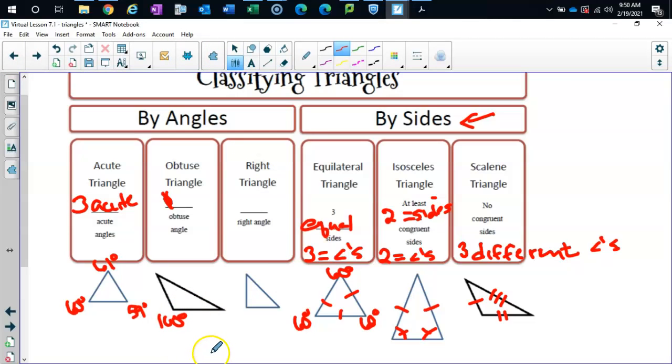1. Same thing with a right triangle. One right angle. And you would use that little box, 90 degrees. Now, these two together have to add up to 90. How do I know? Because 90 plus 90 is 180. So here's naming triangles by their angles. Here's naming by their sides.